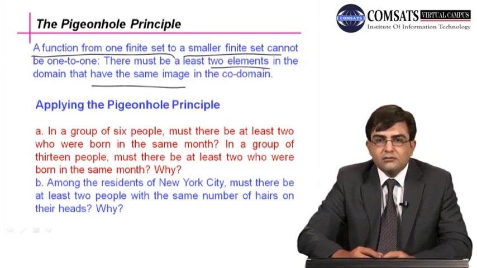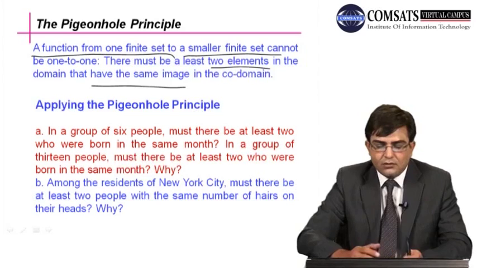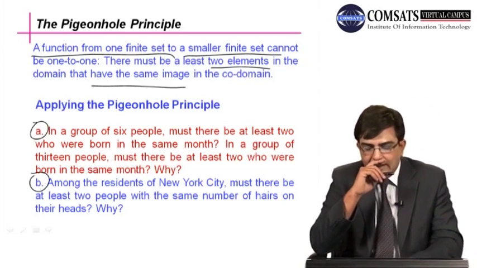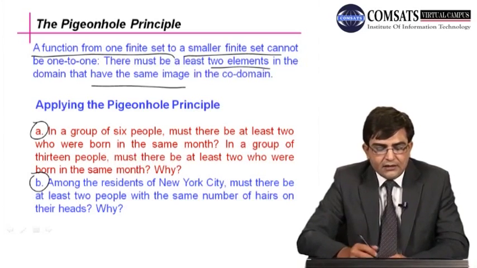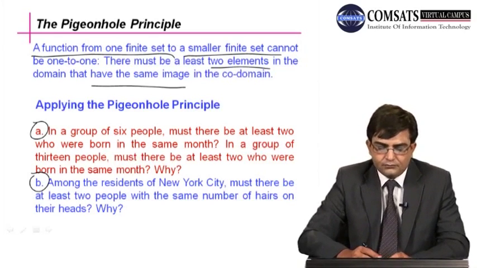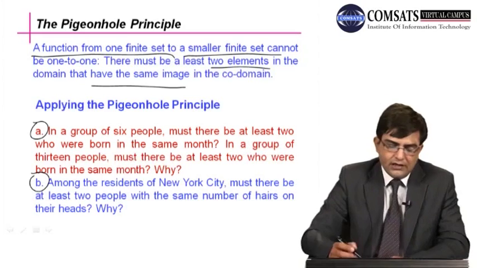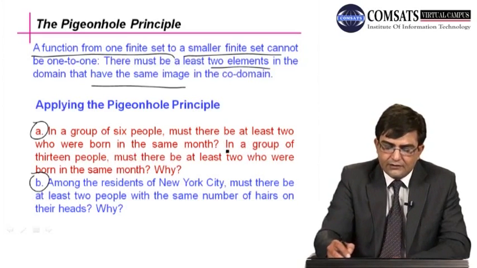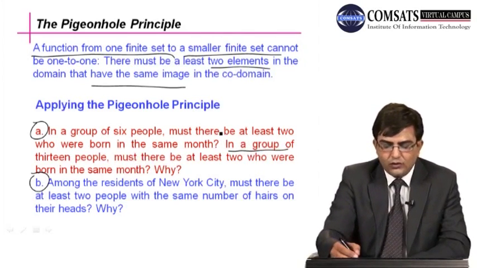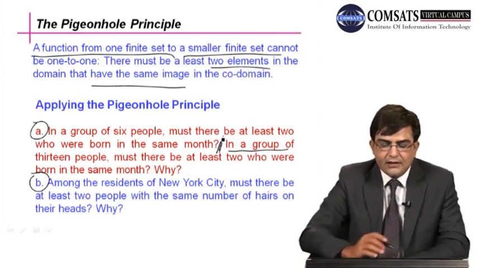Now, how do we apply the pigeonhole principle? We take an example which has 2 parts, A part and B part. Part A says that in a group of 6 people, there must be at least 2 who were born in the same month. The second part of this example we will leave for later, and we stay here until the first part.